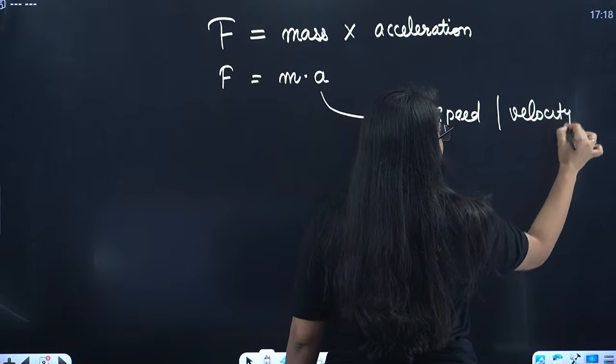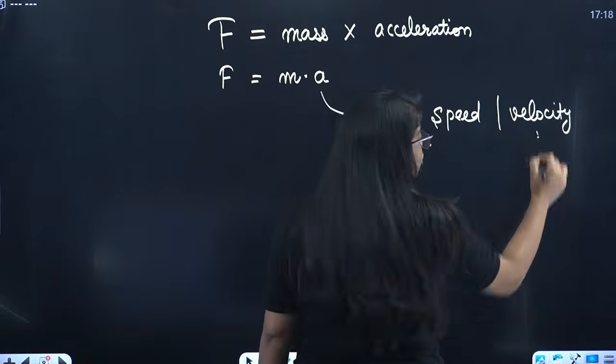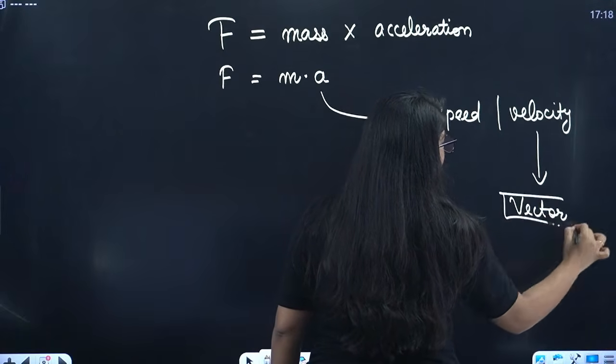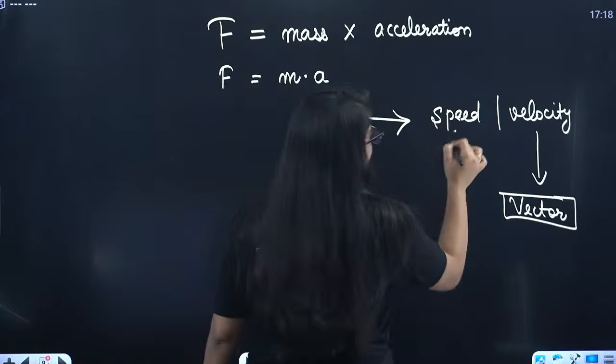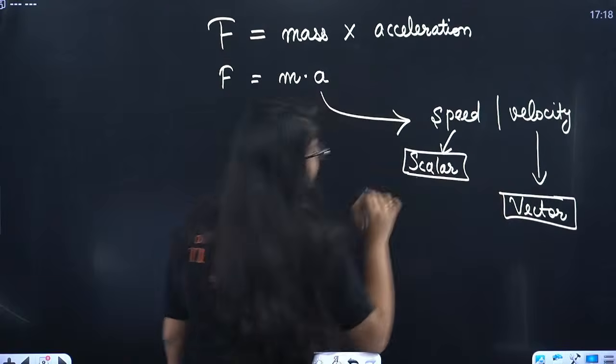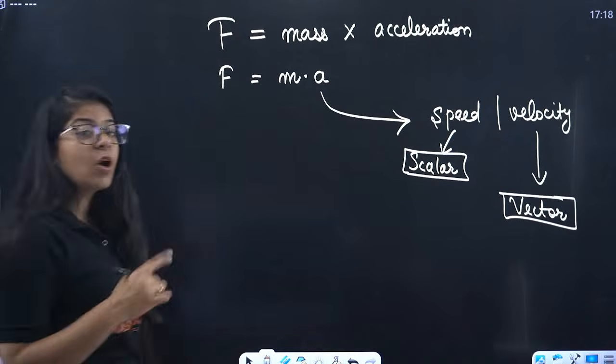Now velocity has direction. So velocity, beta, is a vector quantity. Speed, on the other hand, is a scalar quantity. And what is the formula of acceleration?